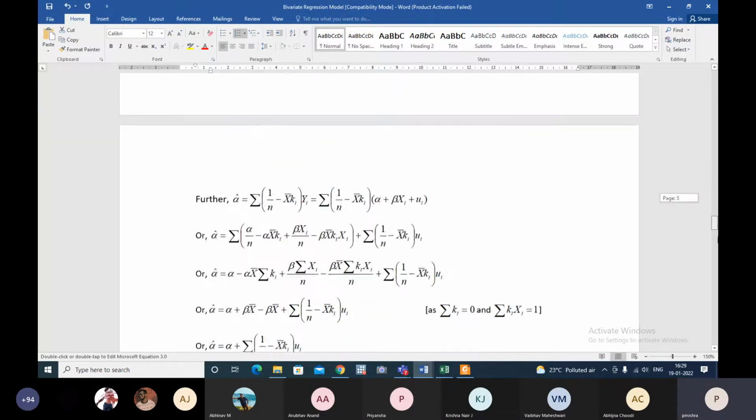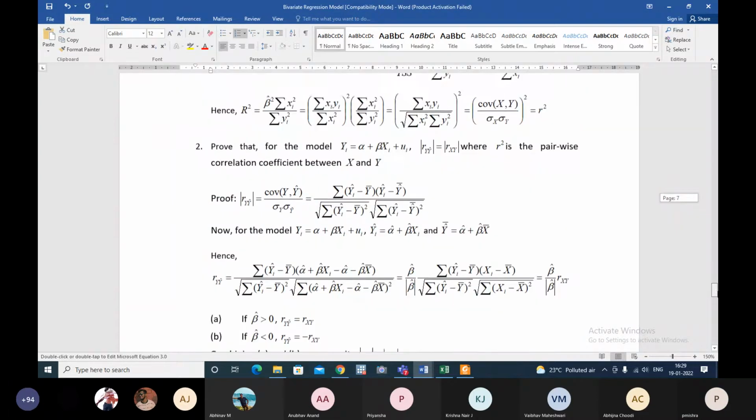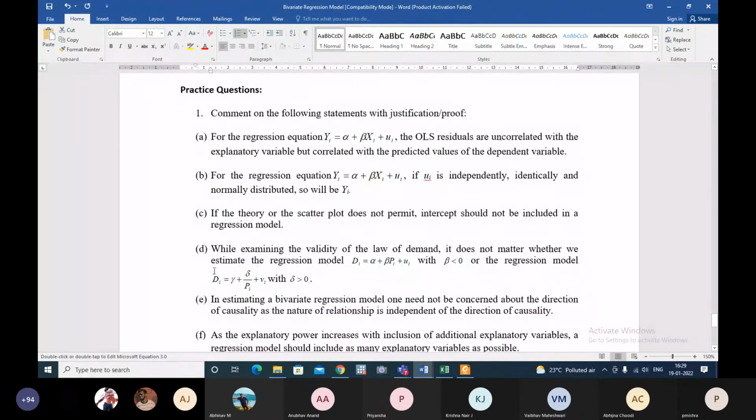Now, what about the next question? The next question here, if you can see, if the theory or the scatter plot doesn't permit, intercept shouldn't be included in a regression model. What would be your answer? False. So what would be the correct answer? Sir, alpha should be considered regardless of whether the model permits it or not.